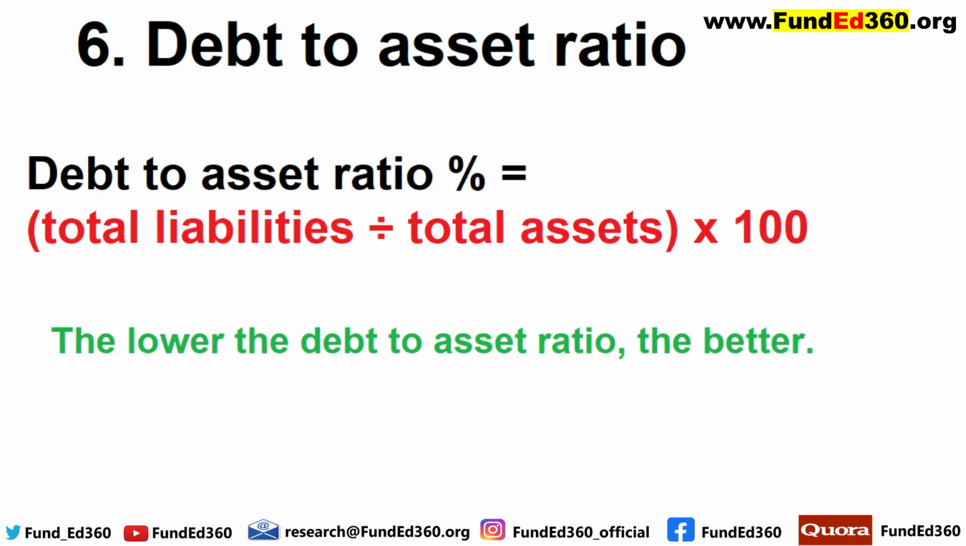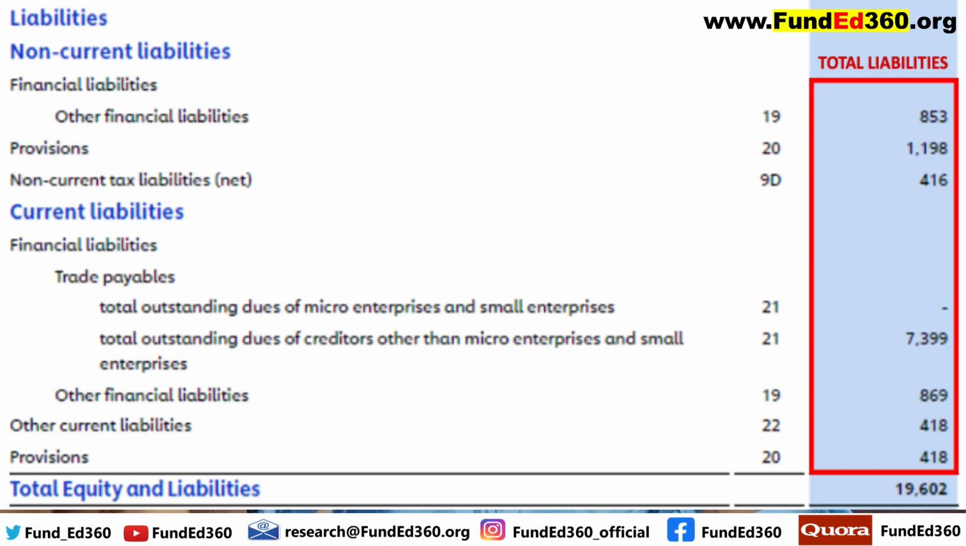The sixth ratio is debt to asset ratio. Similar to debt to equity ratio, this ratio also determines the proportion of debt to that of the assets of a company. This is a leverage ratio that gives you information on the percentage of assets of a company that are financed through debt. The lower the debt to asset ratio, the better. Mathematically speaking, debt to asset ratio is total liabilities divided by total assets. You can express that in percentage, that means multiply it with 100.